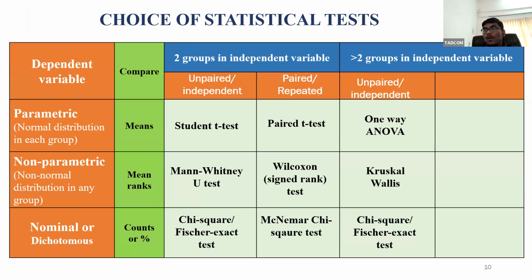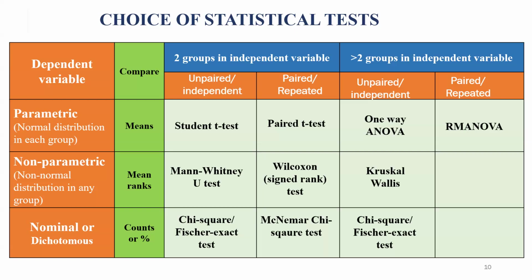Next, the same scenario, but we have paired observations, before or after, or repeated measures. The data is normally distributed, with more than 2 categories, and it is a continuous variable. What is the test we can use? Repeated measures ANOVA. Yes, it will be repeated measures ANOVA. That is what we go with. What is the non-parametric counterpart of this repeated measures ANOVA?